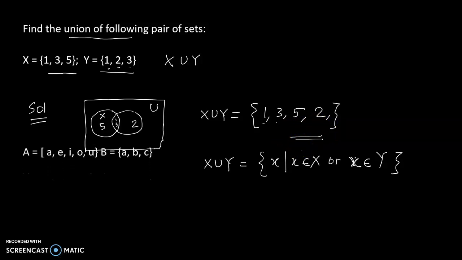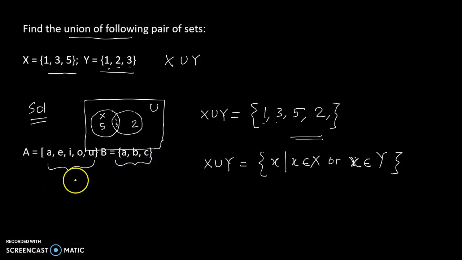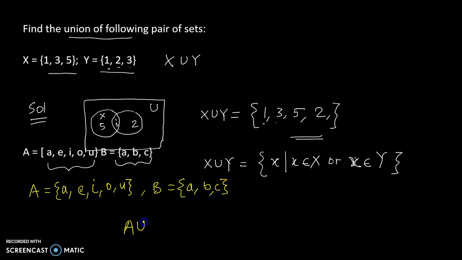I have something like A is equal to {a, e, i, o, u} and B is equal to {a, b, c}. So you can see here B is equal to {a, b, c}. Let me just write it again with a different color. So you have got A, which is {a, e, i, o, u}, and you have got a set B, which is {a, b, c}, and I want to find the union of it. So how would I do A union B?